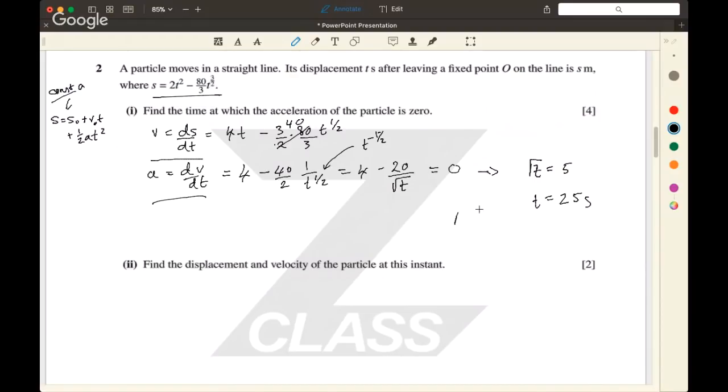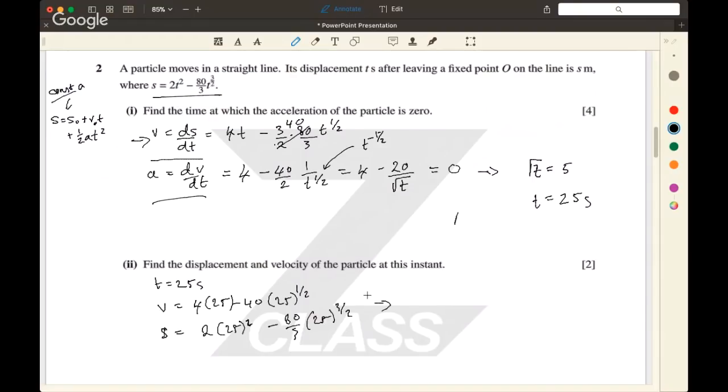Okay, now they want us to find the displacement and the velocity of the particle at this instant. Well, I think that's pretty straightforward. We know that t is equal to 25 seconds. Therefore, we know that the velocity is going to be equal to 4 times 25 minus 40 over 3 times 25 to the 1/2, because that is the equation for velocity that we got. And the position, we do the same thing. We just plug it in. 2 times 25 squared minus 80 over 3 times 25 to the 3/2. And that just goes in your calculator and will give you the solution you need.